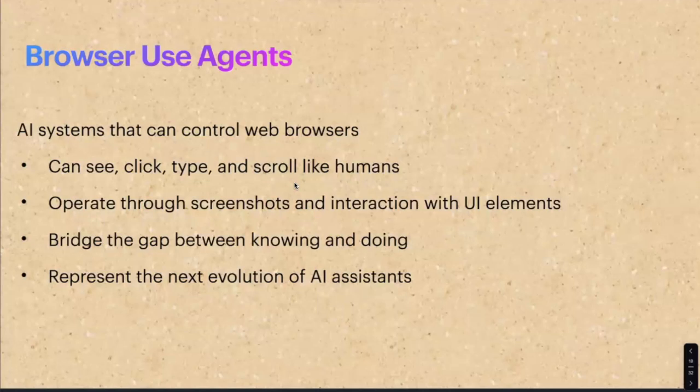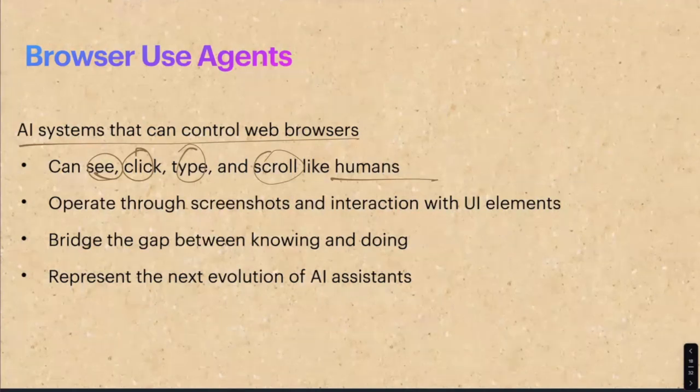Very simply speaking, our browser use agents can do the following things. It can see, it can click, it can type, it can scroll like humans. So let's say you want to buy an item from Amazon. What do you do? You see, you click, you type, and scroll. So what if we gave an AI agent that power?